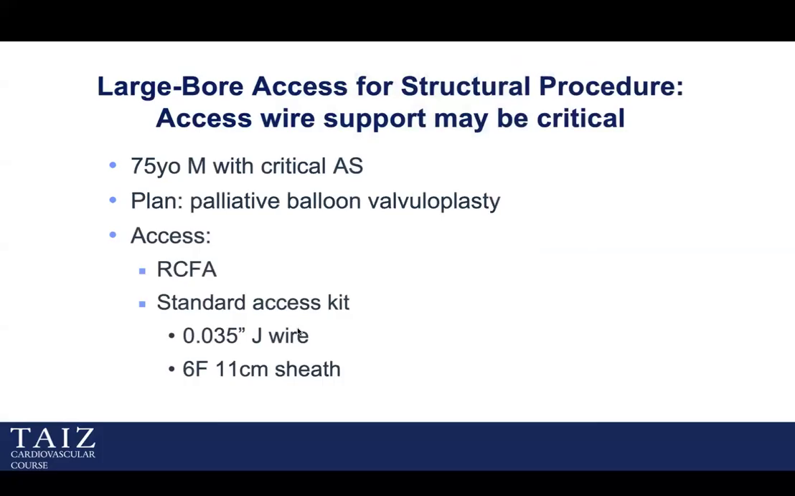This is a patient that had aortic stenosis. They wanted to do balloon valvuloplasty. They went through the right groin and they used the J wire. The J wire is 035, and they used the 11 French sheath to deliver the balloon for the valvuloplasty.